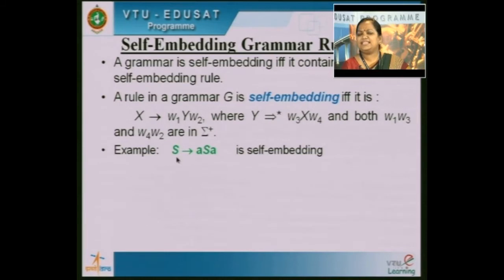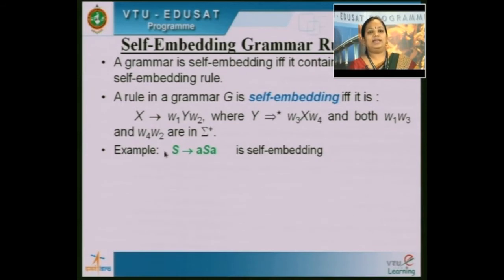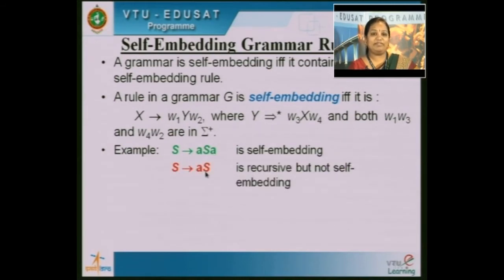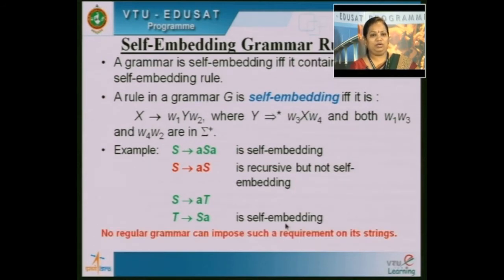For example, can I say this rule S tends to ASB is self-embedding? Yes, it is self-embedding. S is recursively calling itself, and we have w3 and w4 here. S tends to AS, is it self-embedding? No, it is recursive, but it is not self-embedding. What about this rule S tends to AT? It is not self-embedding, but if I add one more rule to it, T tends to SA, then we can say that it is a self-embedding rule. So, no regular grammar can impose such a requirement on its strings.